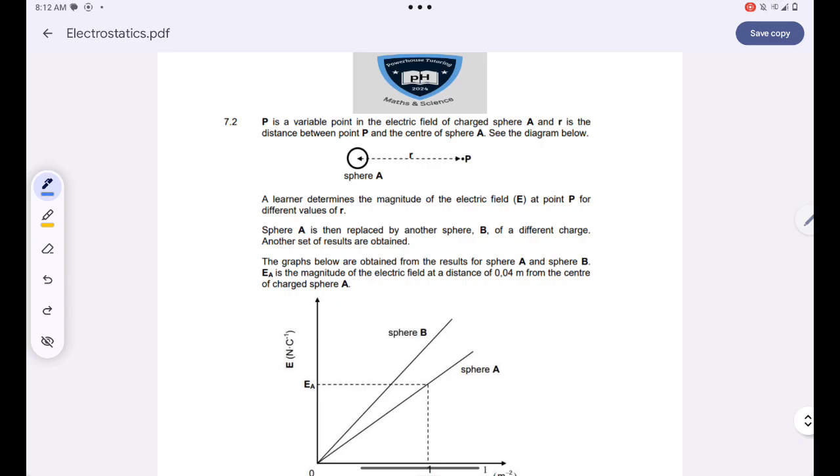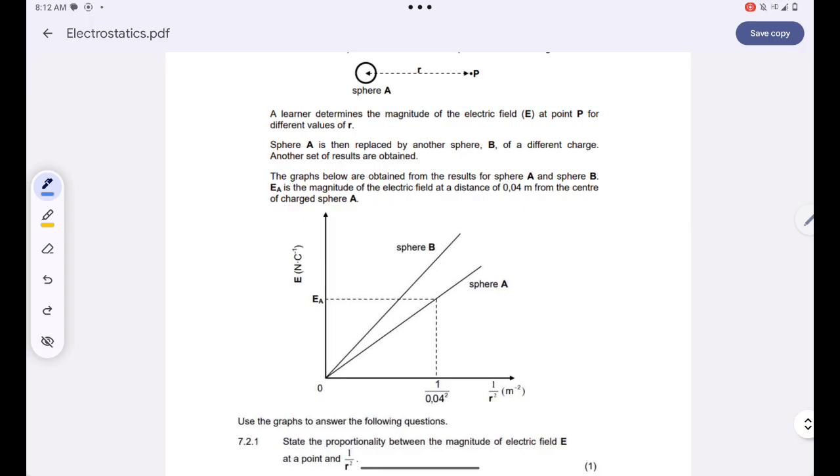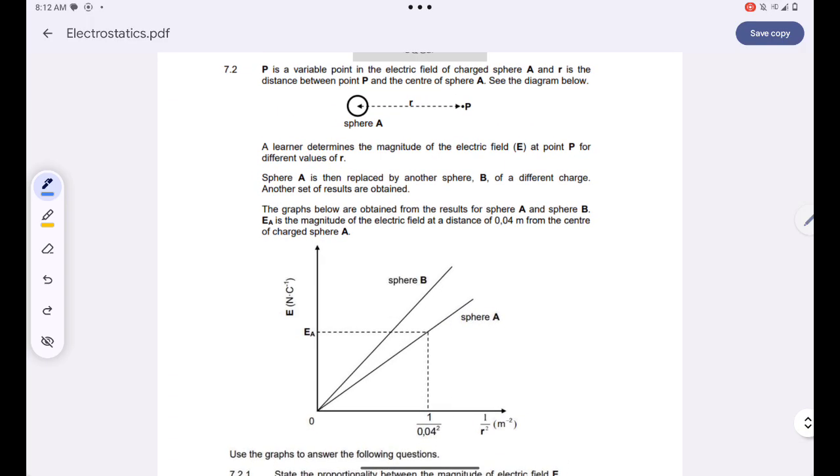The graphs below are obtained from the results for sphere A and sphere B. EA is the magnitude of the electric field at a distance of 0.04 meters from the center of charge A. By just looking at this graph, guys, we can see that when sphere A is 0.04 meters away from the point, the electric field is over there, but when sphere B is at the same distance, the electric field is right there, which simply means that the charge on B must be greater than the charge on A.